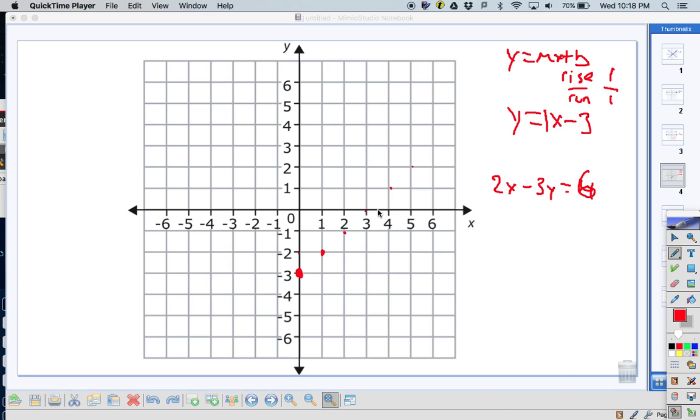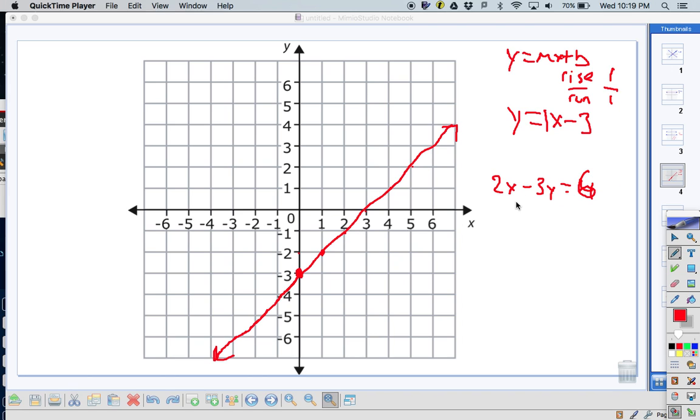You only need to have 2 points to make a straight line. But if I need to make a really straight line, you might choose to make extra points. I'm then going to connect these points with a nice straight line and put an arrowhead on the end because this line goes forever. And there's your line y equals x minus 3.